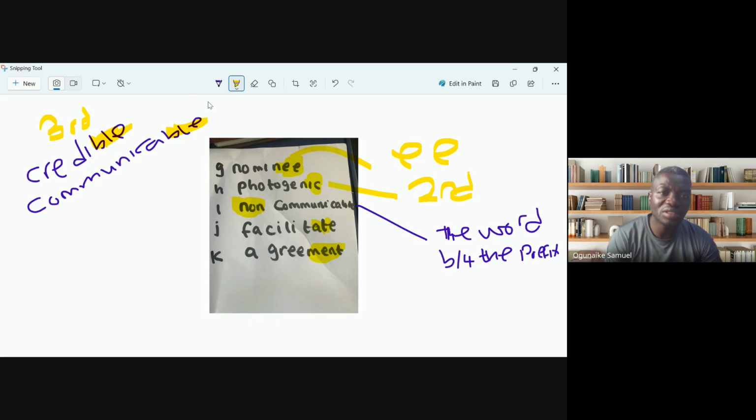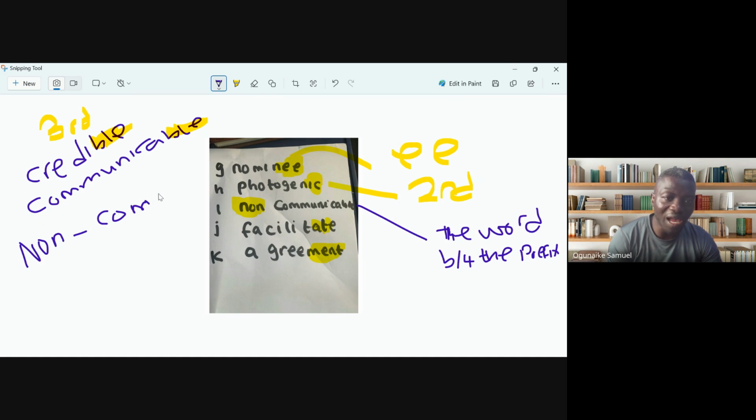But sometimes, a word will end in BLE, but that word would have started with a prefix. Cred is not a prefix. Com is not a prefix. But non is a prefix. However, if a word ends in BLE, but the first syllable is a prefix, it is different from where a word ends in BLE and the first syllable is not a prefix. So there are two ways to understand this one.